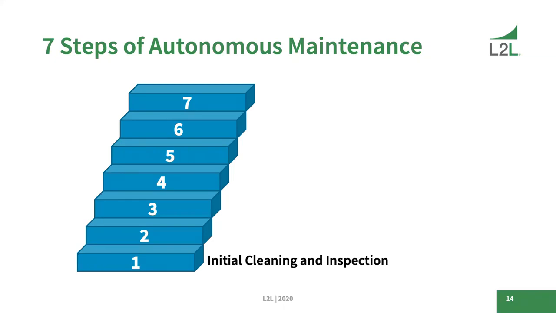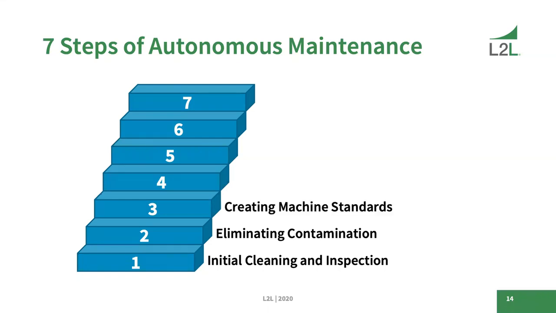So step one is to do this initial cleaning and inspection. Our job is to go out and actually find the abnormalities on that piece of equipment. And I'll talk a little bit about the process that we have in place for these. The second thing is to eliminate contamination. Find it, figure out where it's coming from, and then eliminate it and keep it from coming back, because it really does have a major effect on our downtime.